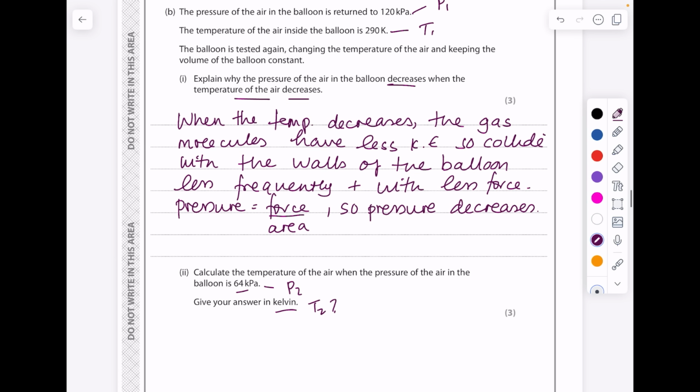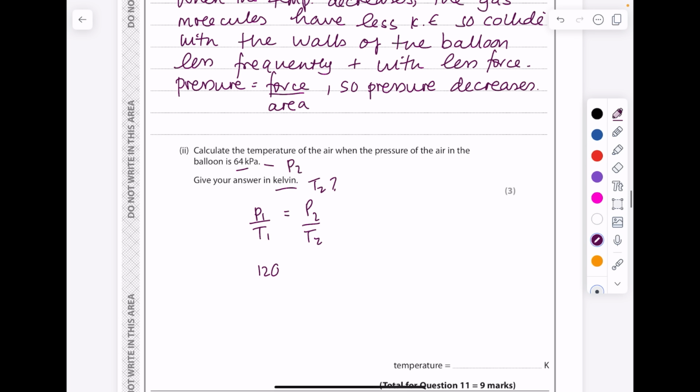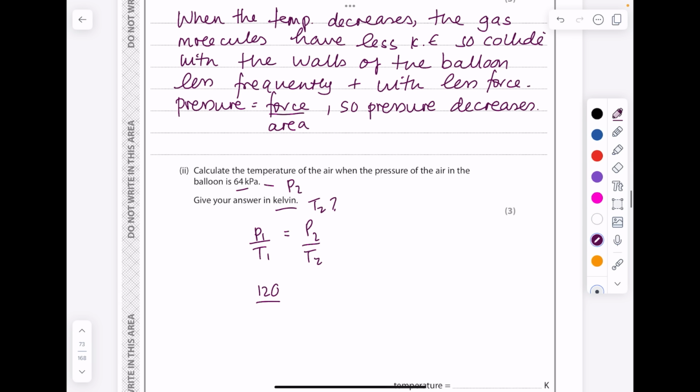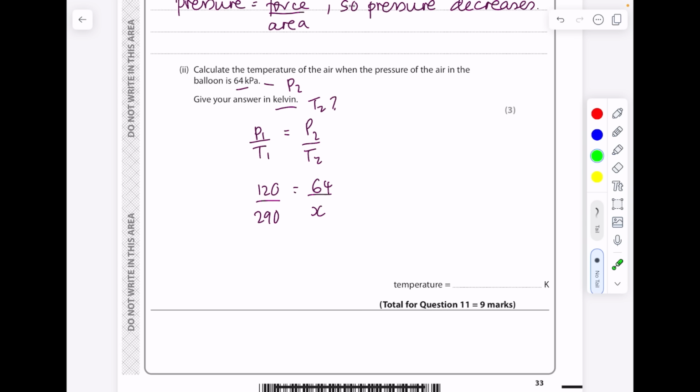So remember, we need P1 over T1 equals P2 over T2. P1 is 120, T1 is 290, P2 is 64, and we're after T2. This equation relies on us having our temperatures in Kelvin, so it's handy that we don't need to touch it. Sort out the left-hand side by doing 120 divided by 290. Then cross-multiply, so we do 64 divided by 0.4137 to get 155 to 3 sig fig.